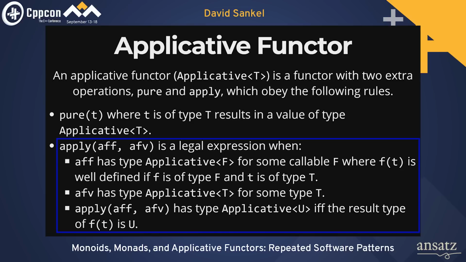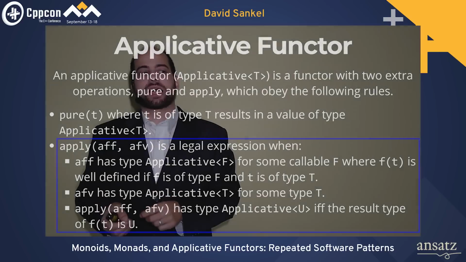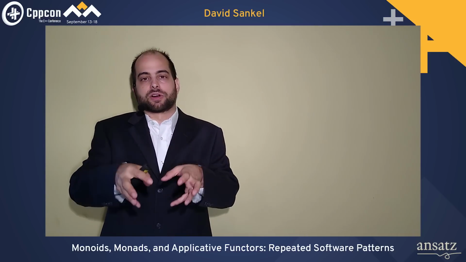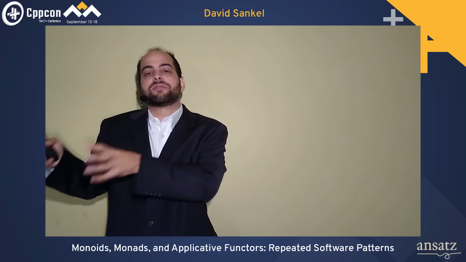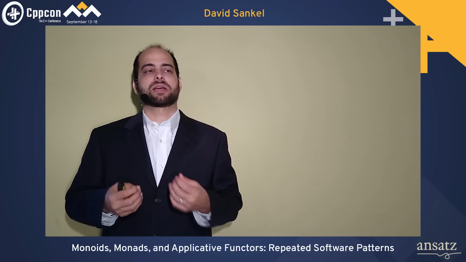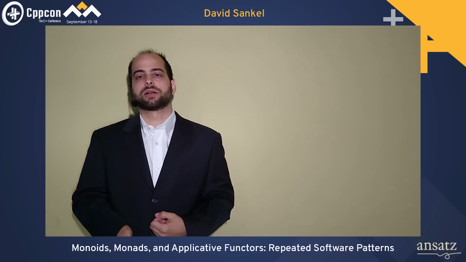Apply is something that applies an applicative of a function to an applicative. So remember how with map, you took just a plain old function from A to B and you applied it to the functor of A to get the functor of B. The difference between that and apply is that apply takes an applicative of the function and applies it to an applicative value to get a new applicative value. Now we'll look at some examples of this to make it more concrete in a second here.